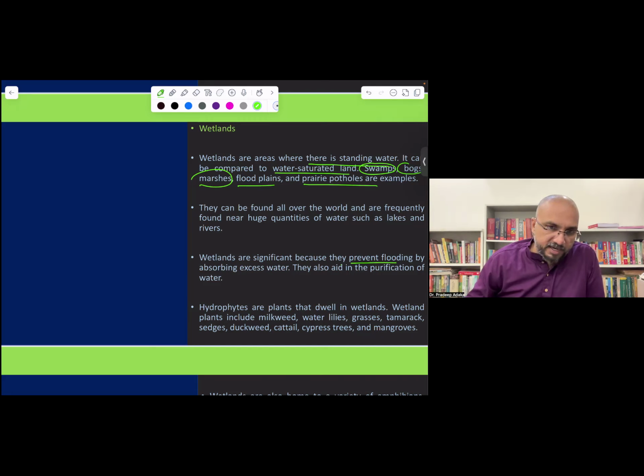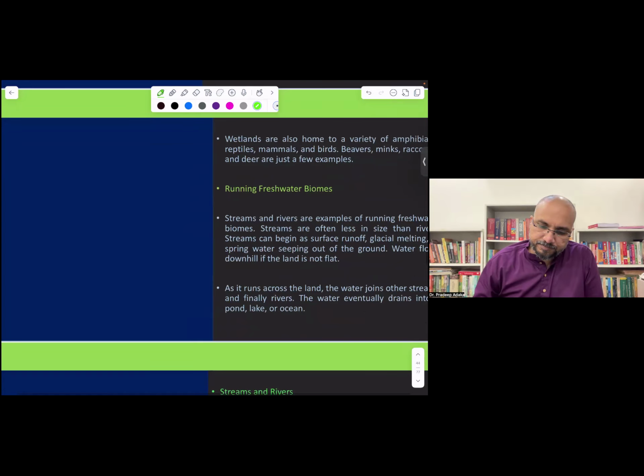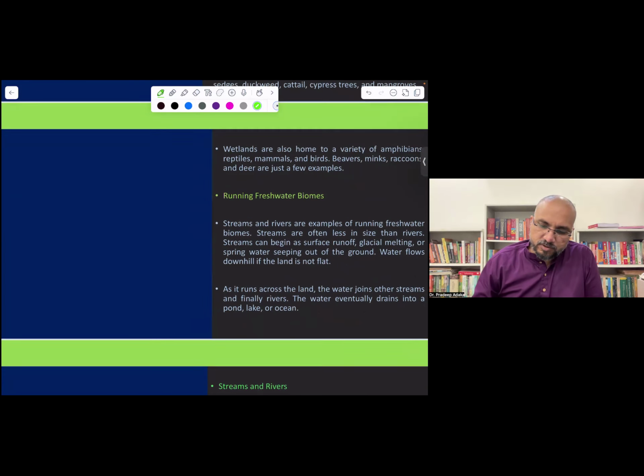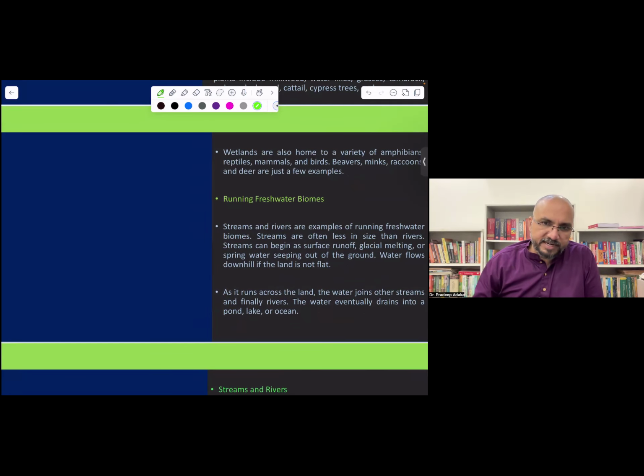So hydrophytes are plants that live in the wetlands. So they can tolerate water submerged conditions or flooded conditions. So wetlands, they are also home for many amphibians. Okay, many fauna live in the wetlands. So amphibians, many reptiles, mammals, birds, beavers, minks, raccoons, deers, they are some of the examples.